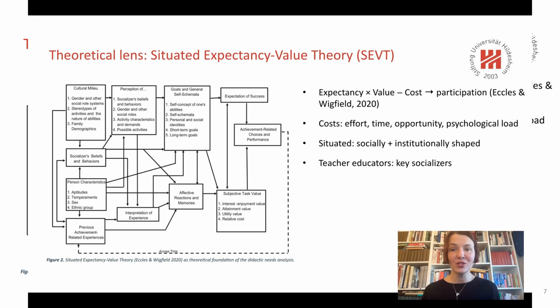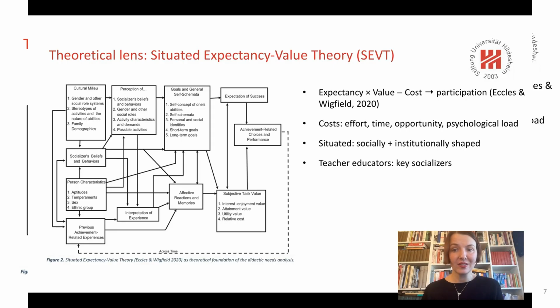As a theoretical lens, we draw on situated expectancy-value theory. Participation is, according to this theory, conceptualized as a function of expectancy, perceived value, and perceived cost. Very importantly, these components are not individual traits, but situated. They are shaped by social and institutional contexts.